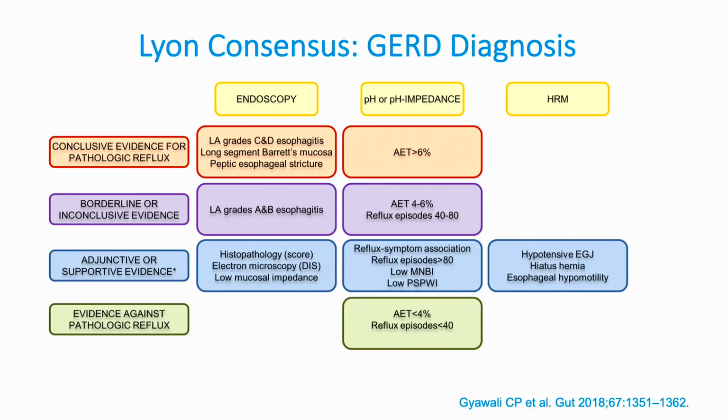These clinical updates are based largely on the Lyon consensus that was published 5 years ago, in which beside endoscopy and esophageal exposure time, we defined several adjunctive or supportive evidence for the presence of reflux in patients complaining of the previously mentioned symptoms. For this talk, I will now focus mainly on the reflux characteristics and see what evidence they have. We have to see if they matter or not.